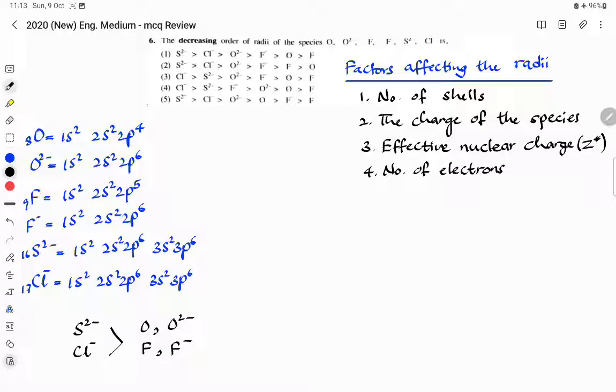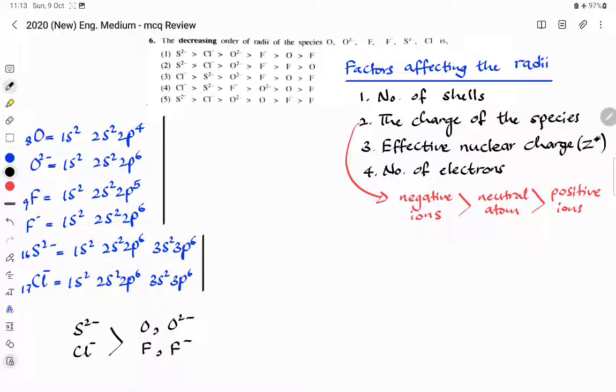Now both of them have the same charge. Now when you consider the charge of the species, negative ions have the highest radius, then neutral atoms, then positive ions. When you consider the sulfide and chloride, both of them are negative ions, therefore we can't use the second point, so we have to go for the third point. So let's find out the effective nuclear charges of all these species.